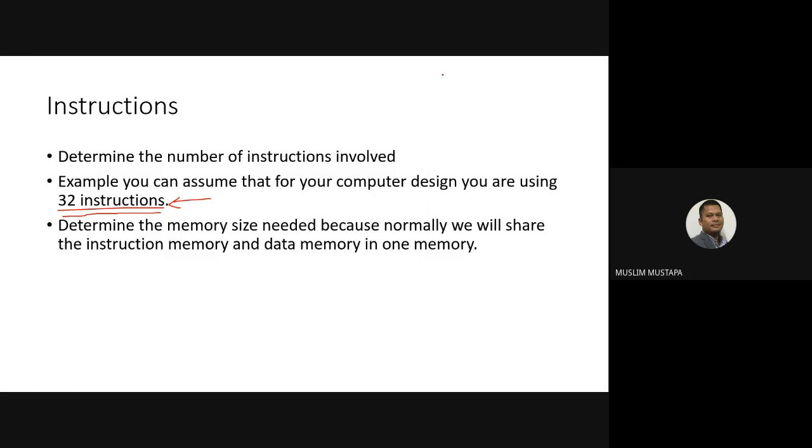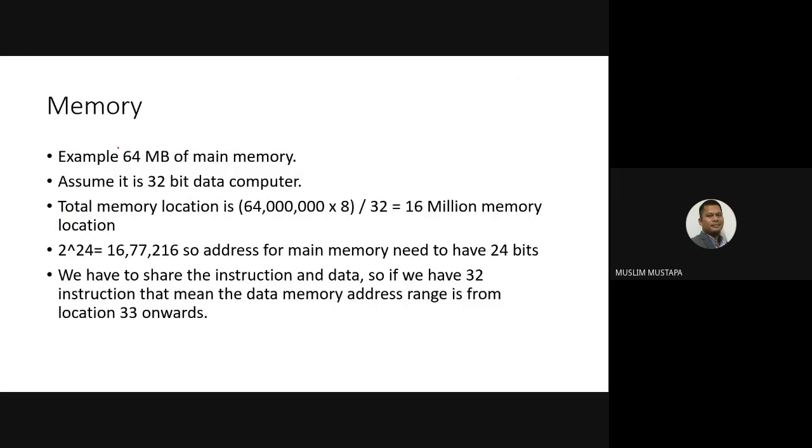Normally in computer design, we're not going to have separate memories like an instruction memory and a data memory. Normally we have only one memory, RAM, and then we divide it. There's a portion that holds the instructions, and the other portion holds the data, right? So in this case we have 32, so we need a location to store 32 instructions inside the memory, and the rest we can use for data, right? So that's for instructions. Okay, then we go into memory, right?